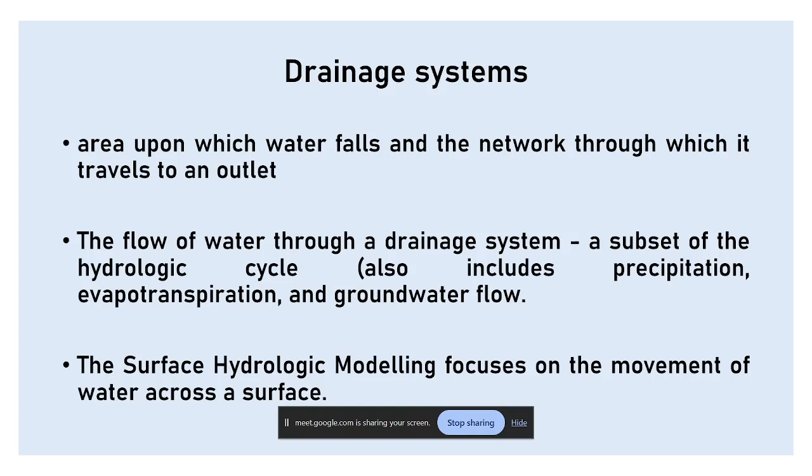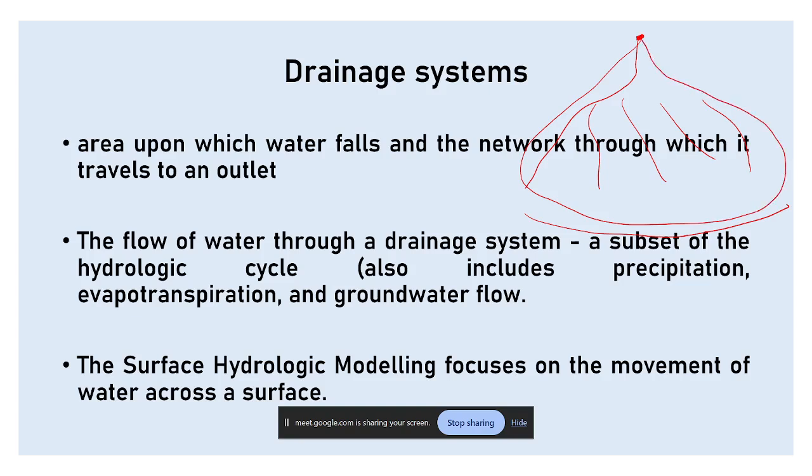it's basically an area upon which water falls and the network through which it travels to an outlet. So it's basically from the starting of a river, let's say it starts from here, it spreads out, whatever, and then finally it has an outlet. That entire thing is called that river's drainage system.